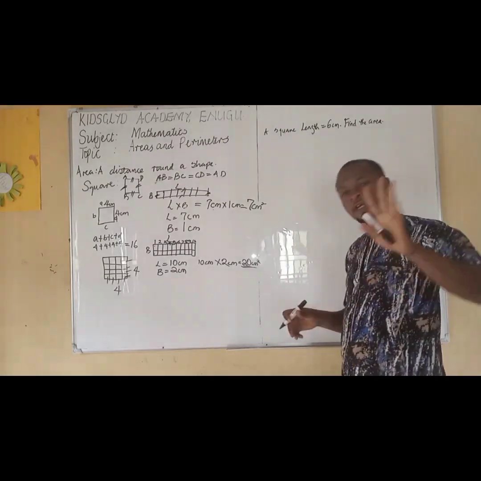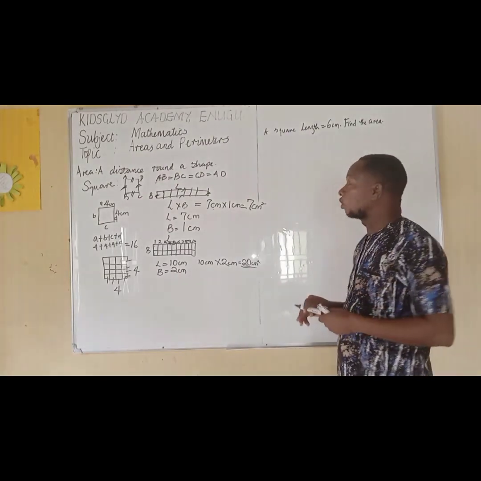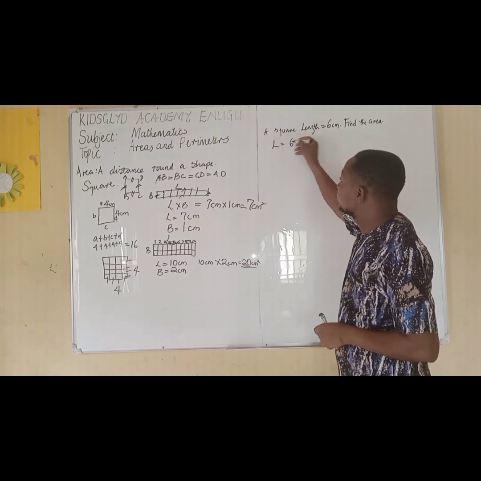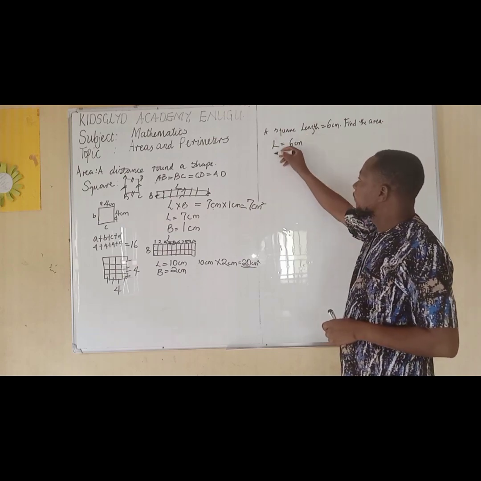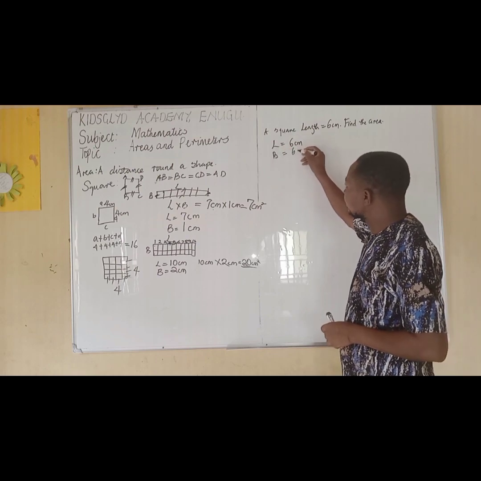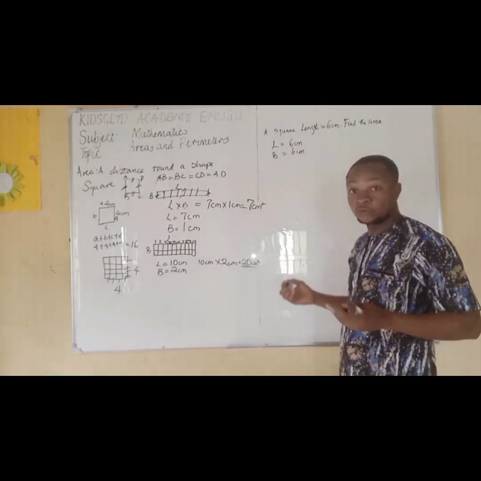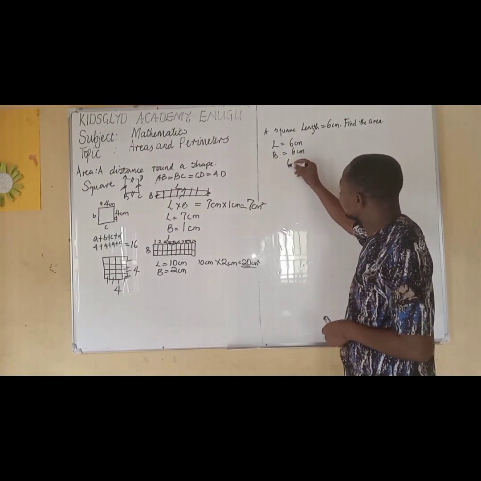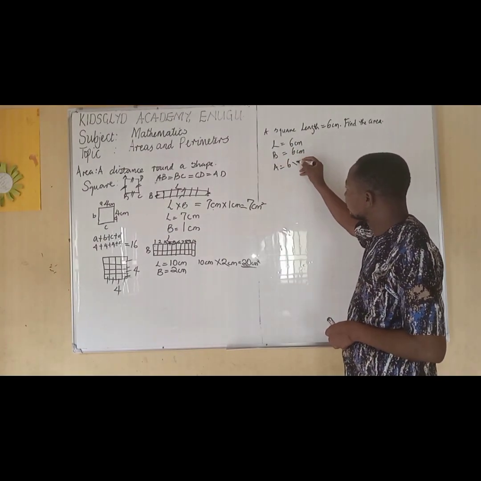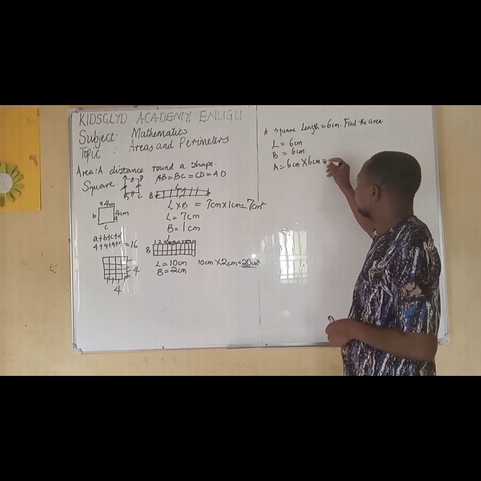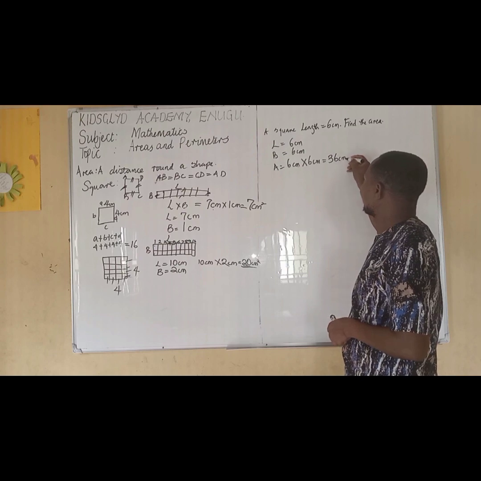So now you say, the square has 4 sides which are all equal. That means the length is equal to 6 centimeters, and the breadth is equal to what? 6 centimeters also, because the length and the breadth are equal. Then you say area equals 6 centimeters times 6 centimeters, which will give us 36 centimeters square.